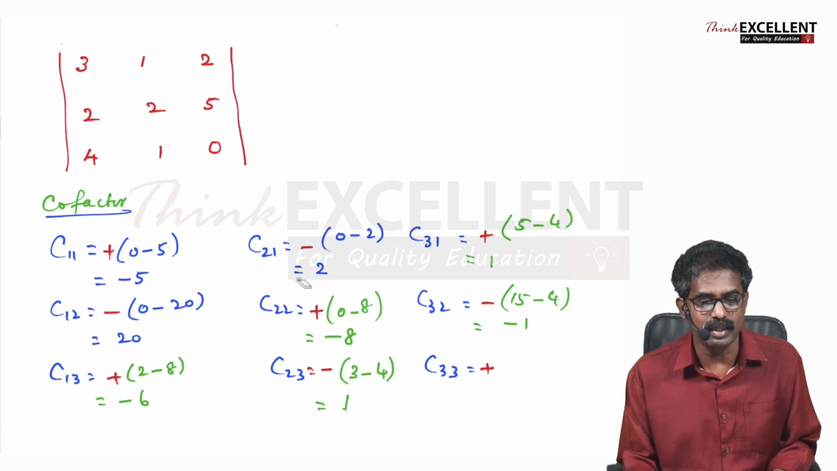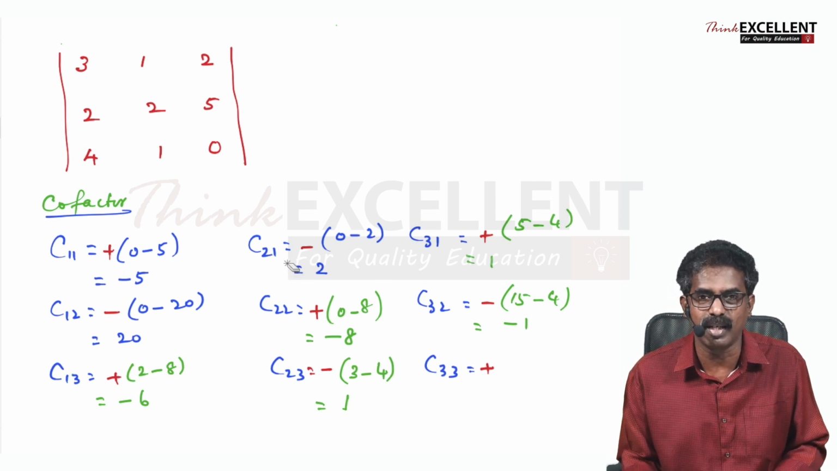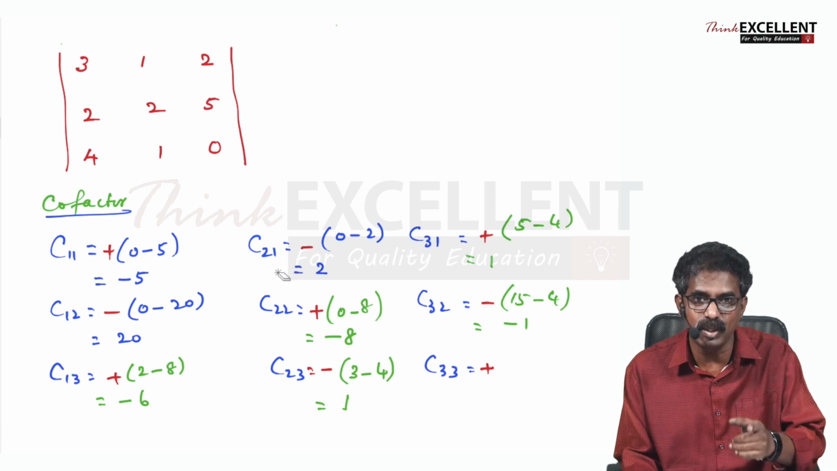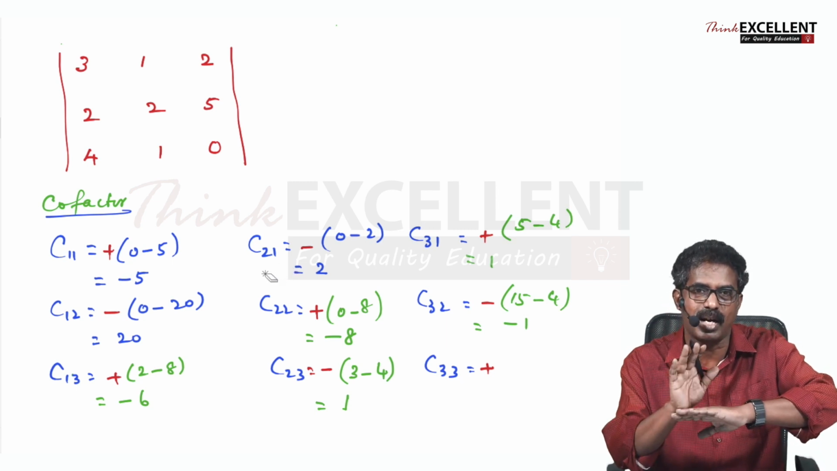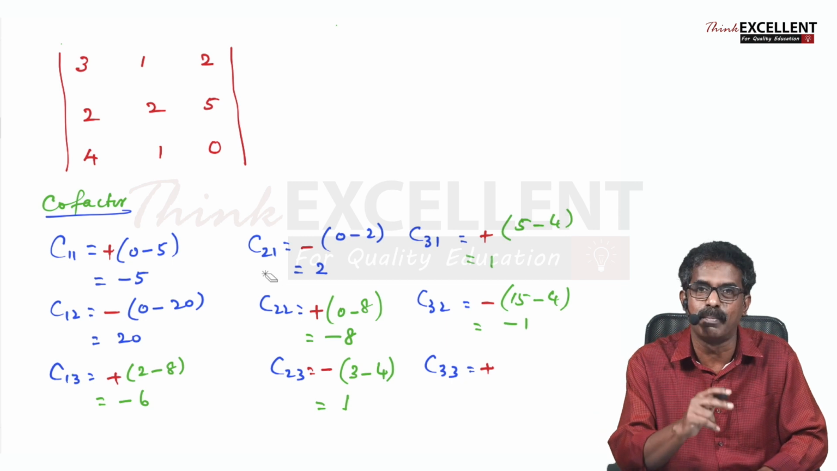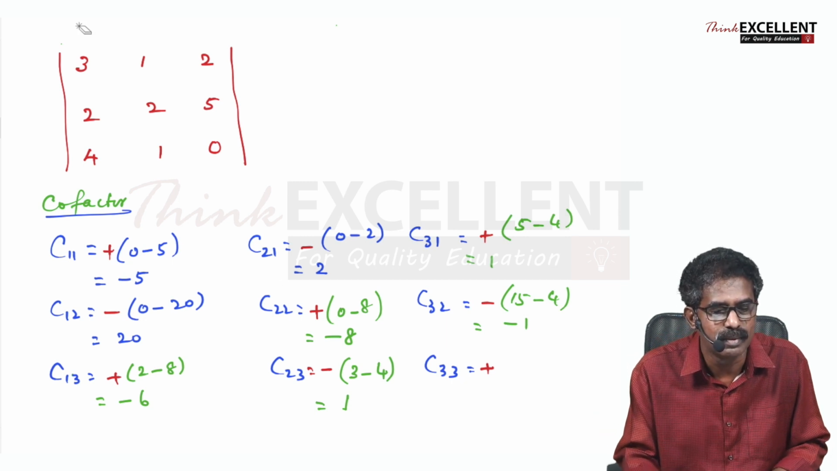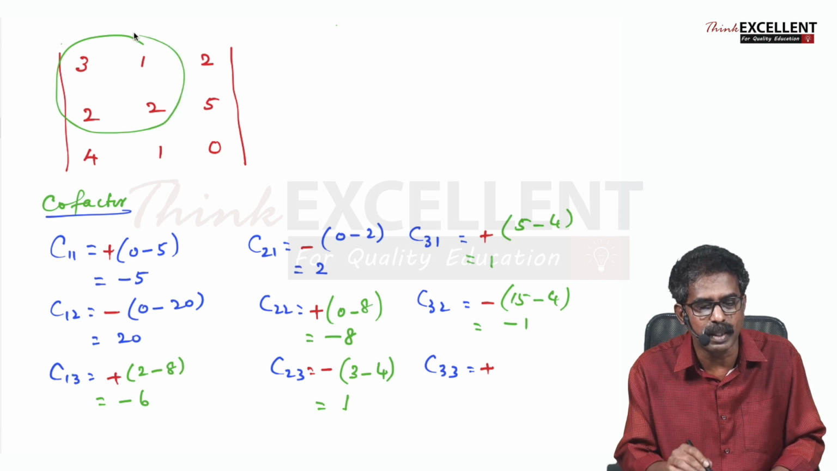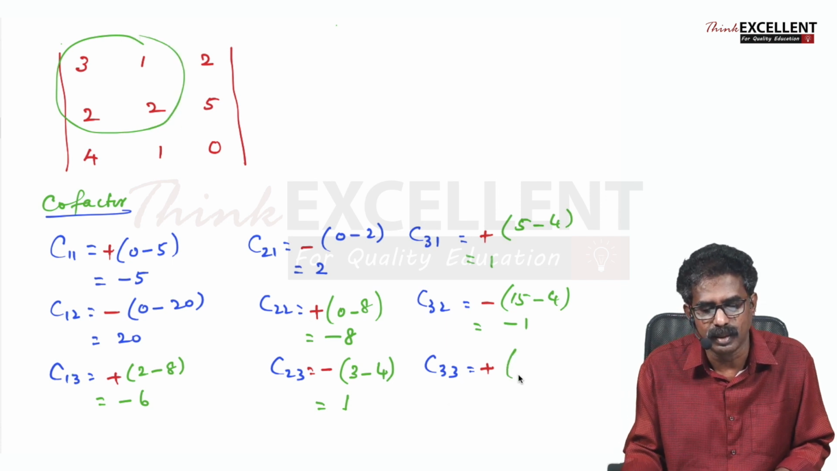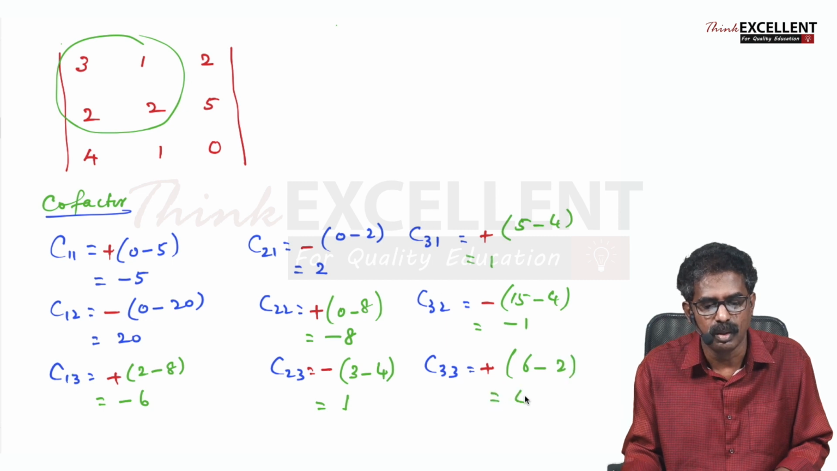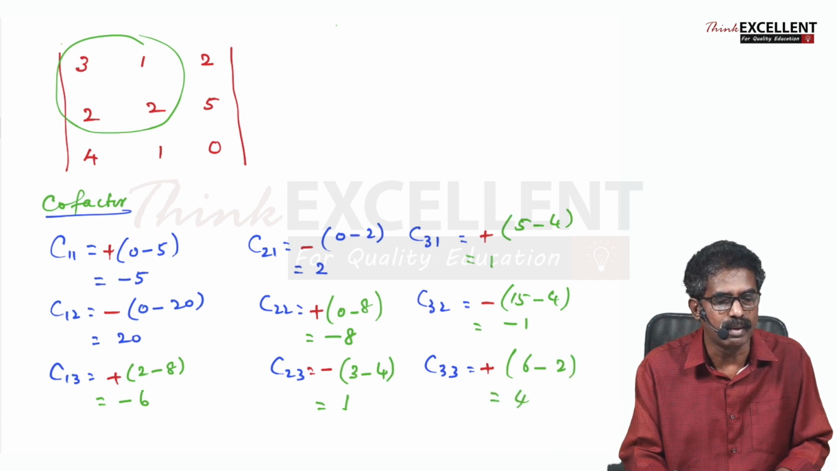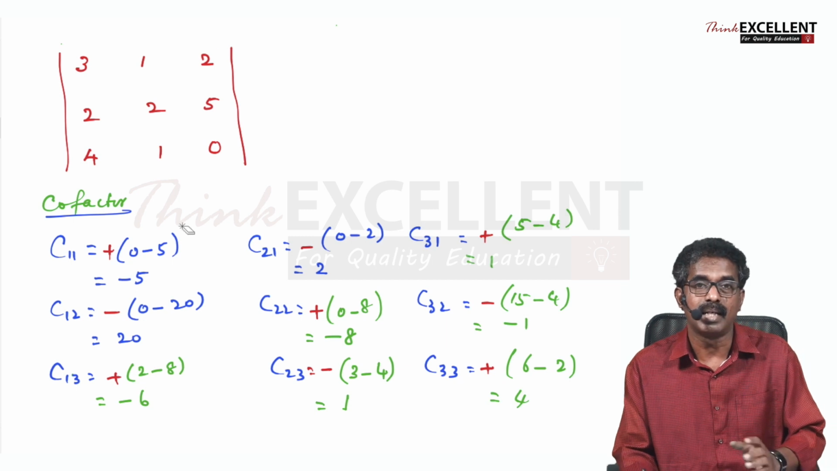Okay. Now 3 3. I'm not going to draw anything. And you say 3 3. Which number is there? 0 is there. So leave that row and that column. So that 4 numbers. Can you see the 4 numbers? Which 4? This 4. Right? Now multiply 3 into 2, 6. Minus 2 into 1, 2. So what's your answer? 4. Like this, you can find the minor and cofactor.